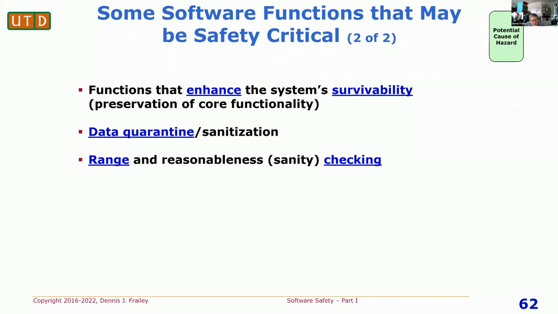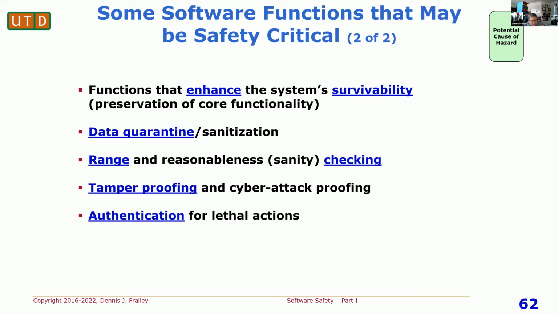The range and reasonableness testing that you go on. You're supposed to search through n elements of a metric. So, well, you check to see if n is a reasonable number. Tamper proofing and cyber attack proofing. Authentication, especially for any action that is potentially lethal.